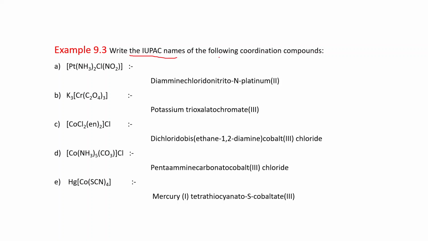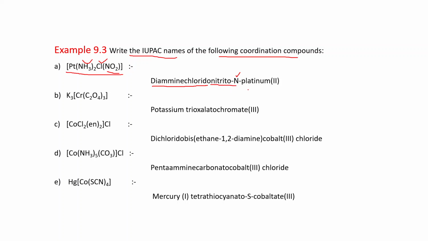Now see some more examples. Write the IUPAC names of the following coordination compounds. Now I think you have understood the rules. Again, this is a neutral coordination entity. First write the names of ligands. This is diammine, Cl4 is chlorido, and this is NO2. This is an ambidentate ligand, and in this case, the nitrogen is written first. That's why we can say nitrogen is the donor atom. That's why we will write nitrito-N. This donor atom is represented like this.